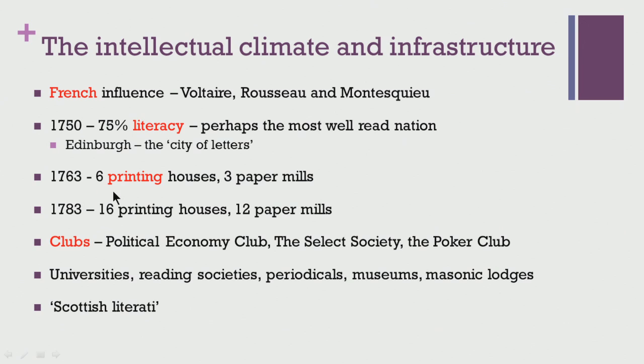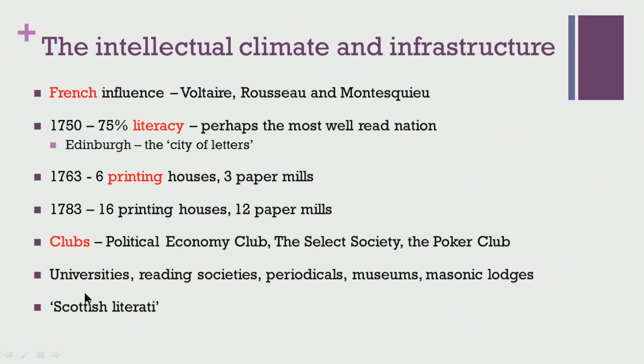By 1763, we know that there were 6 printing houses across Scotland and 3 paper mills. By 1783, this number had gone considerably higher, with 16 printing houses and 12 paper mills. So this was the kind of growth that the nation was witnessing. And in terms of societal clubs, we see clubs such as the Political Economy Club, the Select Society and the Poker Club, leading other minor innumerable clubs as well.